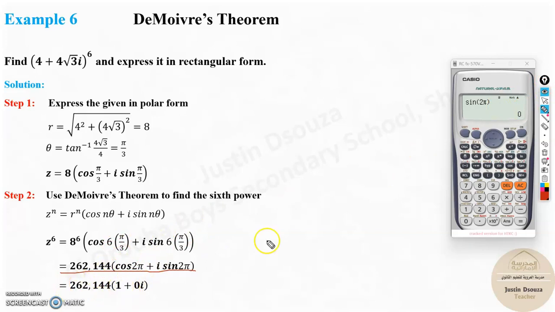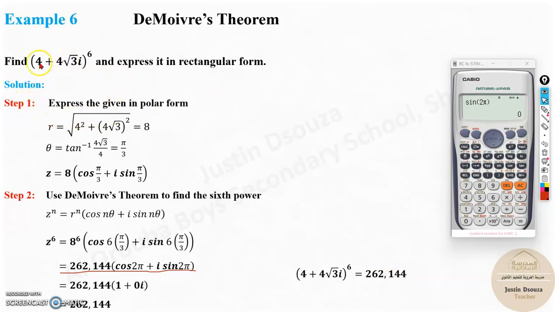Now multiply this 262,144 inside. When you multiply over here, it'll be 262,144. When you multiply anything with 0, it's 0. That means there is no imaginary part. So your remaining answer is this. If you want to expand 4 plus 4 root 3i whole power 6, this would be your answer, 262,144.